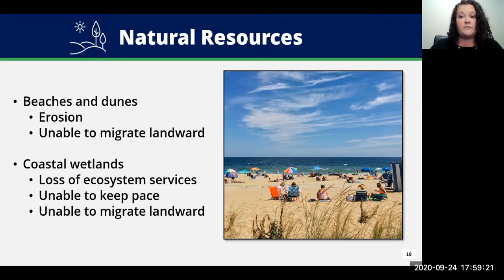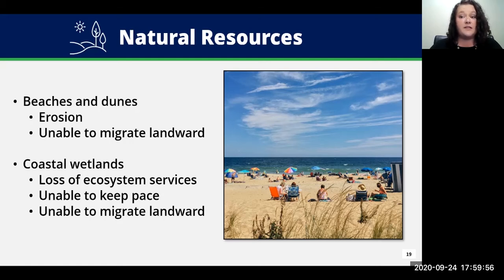The next sector that can be impacted in our state is our natural resources. The typical Delaware beach includes a berm, or the beach area where recreation occurs, and a dune system. It is a dynamic system, meaning it is constantly changing and moving due to wave action, wind, and coastal currents. However, as sea levels rise, shoreline erosion can increase, and due to development directly behind the dune line, the dune system is unable to migrate, creating a narrow strip of beach between the dunes and the shoreline.